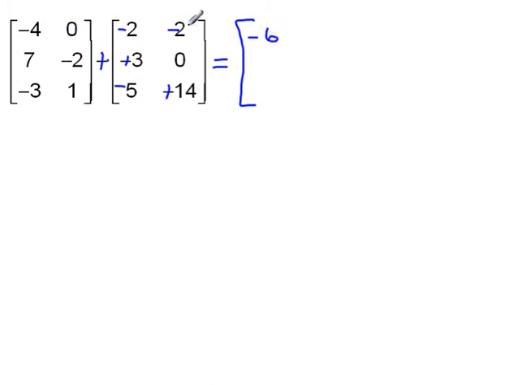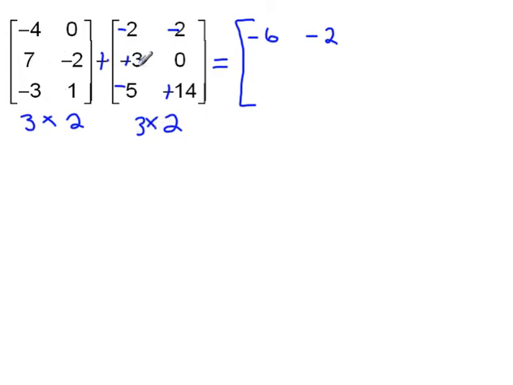0 plus -2 is -2. By the way, I didn't say this, I should go back. What are the dimensions of this matrix? We have 1, 2, 3 rows, and this time we only have 1, 2 columns. This one is also 3 rows by 2 columns, so these are both 3 by 2s, so we can go ahead and do the addition here. I should have started with that.